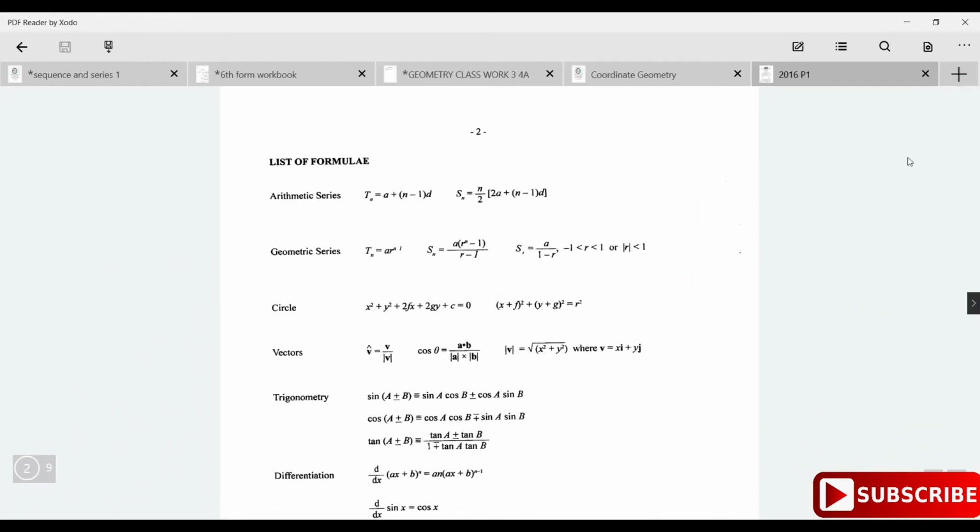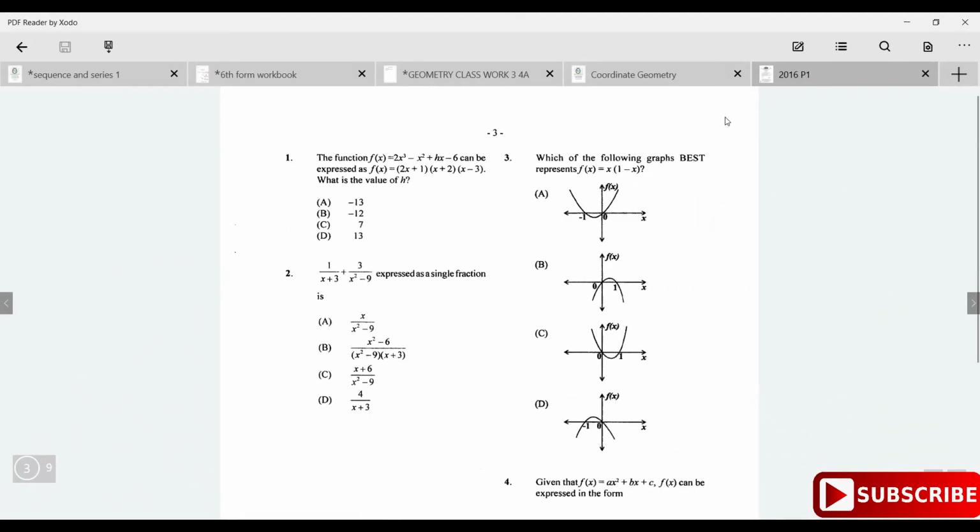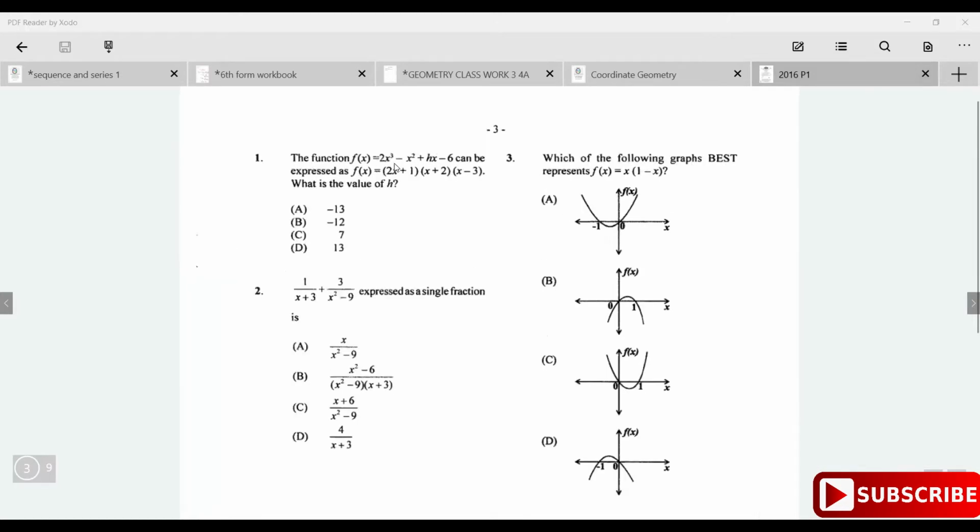Right here. Let's get into this paper. Nice. It says the function f of x is 2x cubed minus x squared plus hx minus 6. And it asks, f of x expressed as its factors is (2x plus 1)(x plus 2)(x minus 3). So what is the value of h?